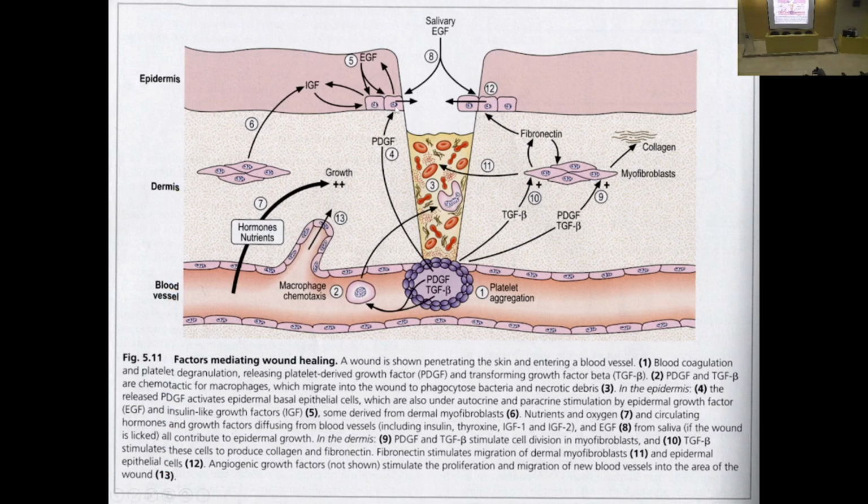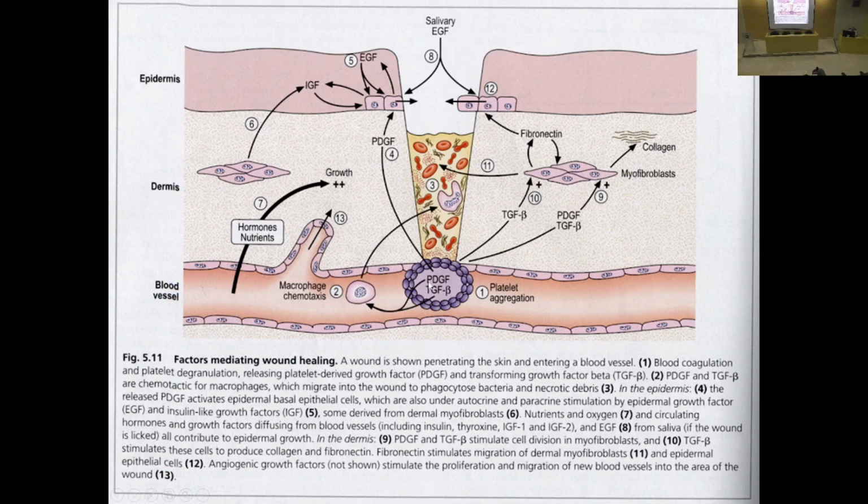These basal cells are also under another autocrine control factor that is coming from part of the skin, not the whole skin, only the epidermis, which is the epidermal growth factor. This epidermal growth factor is also influenced by the insulin-like growth factor, or many other nutritional substances. This one comes from the dermal myofibroblast, as well as from the blood capillaries themselves.